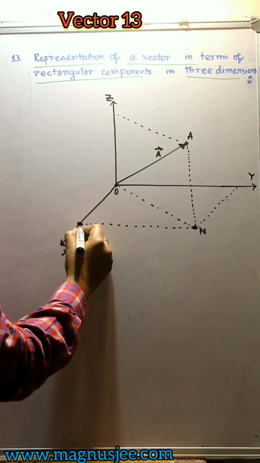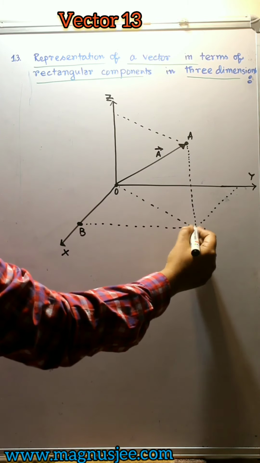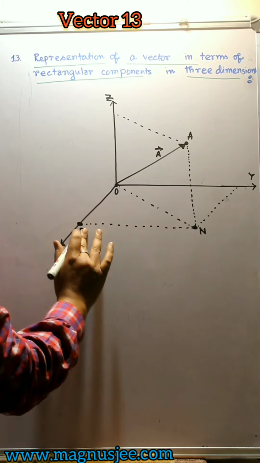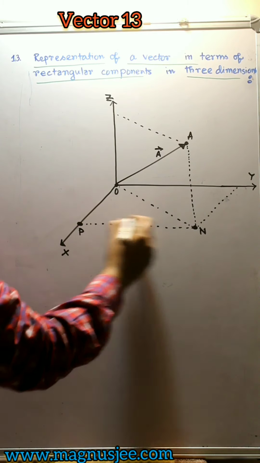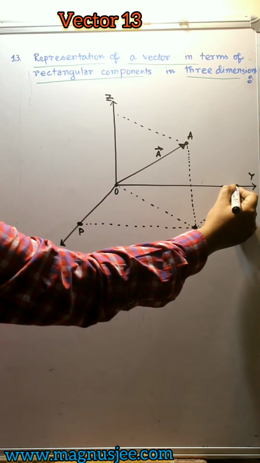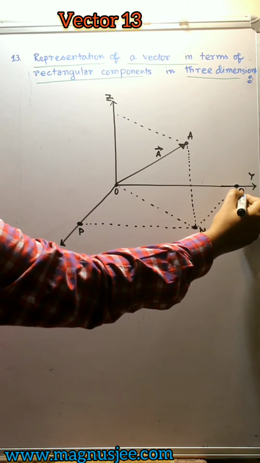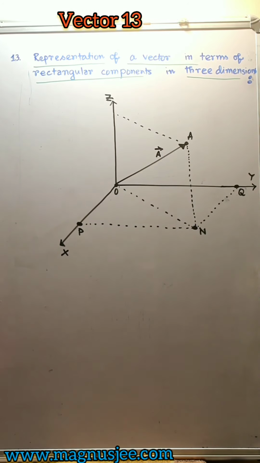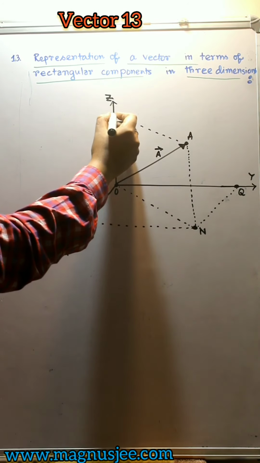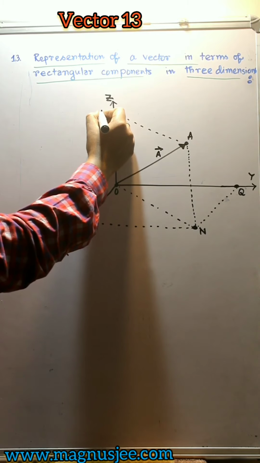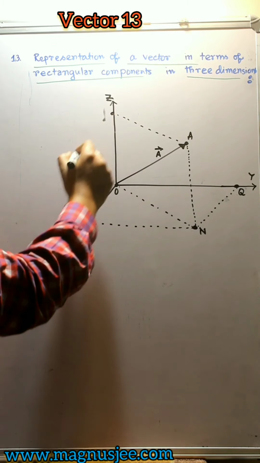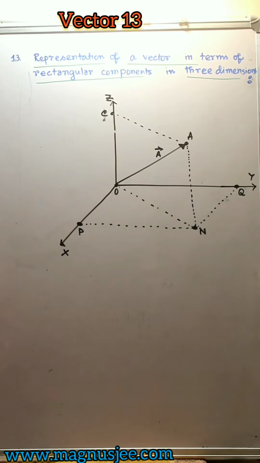NP is the perpendicular on the x-axis. NP, not NB, it is NP. NQ is the perpendicular from N on the y-axis, and AC is the perpendicular from A on the z-axis.